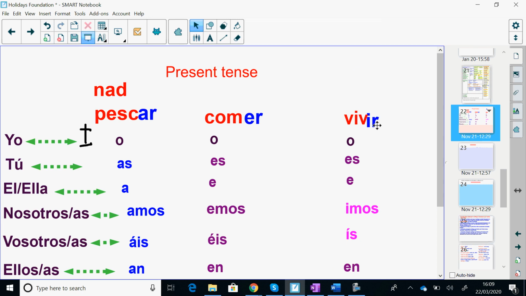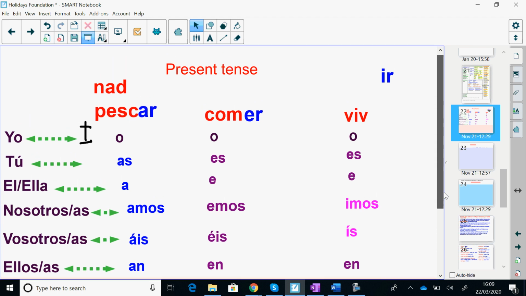Okay, so this is how it is. Remember, you take that off, and you stick on the ending depending on what you want to say. This is what we call conjugar in Spanish. Right, and hopefully you understood this. If you didn't understand it, you need to send me an email so I can explain it to you again.